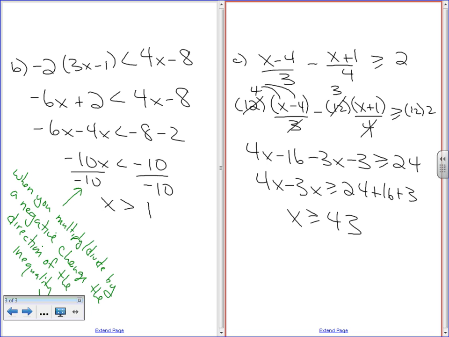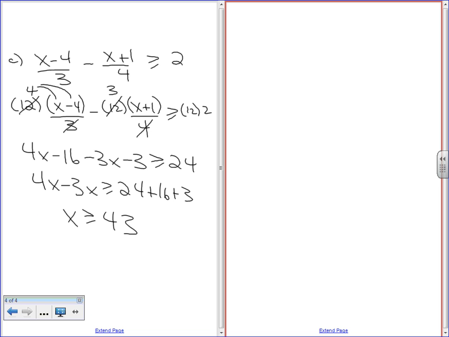Any questions on that? Okay, so that's it for polynomial inequalities. The next thing we're going to look at is absolute values. So we'll first define what an absolute value is, and then we'll do some examples.